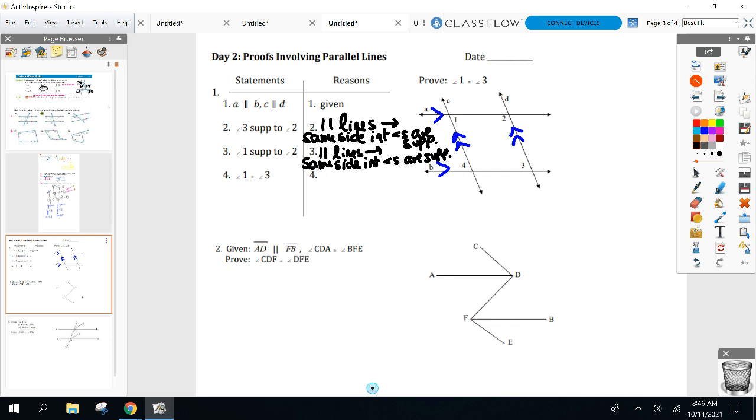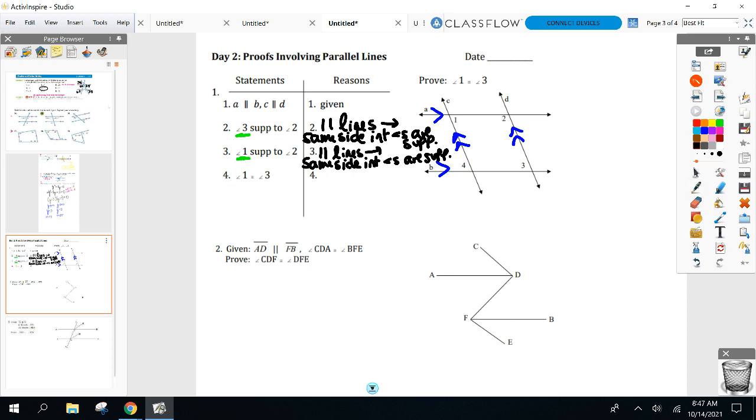Matthew? Supplements of the same angle. Look at 1 and 3. Ready? You guys don't see it. What did I know about angle 3? Supplementary to 2. What do I know about angle 1? It was supplementary to 2. 3 and 1 are both supplementary to the same angle. All right? That's where we need to keep using this stuff.